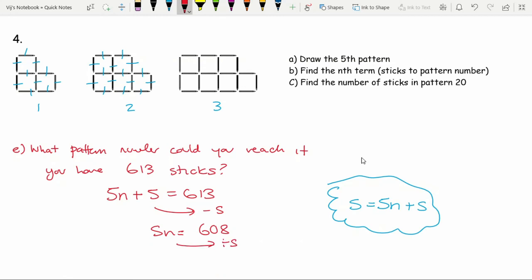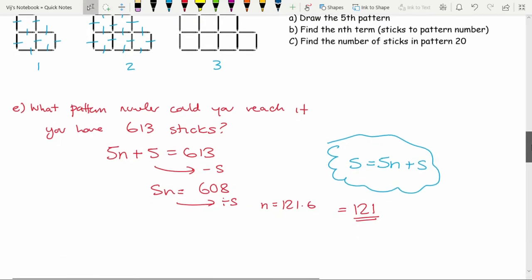Divide by 5, in which I get n equals, now this is going to give me a decimal answer, which is not a problem. So 608 divided by 5 gives me 121.6. So basically I've got to round down on this because obviously I can't have 0.6 of a pattern number, because the n has got to be a whole number. So that rounded down is going to be 121. So basically I could make pattern number 121 if I had 613 sticks available.